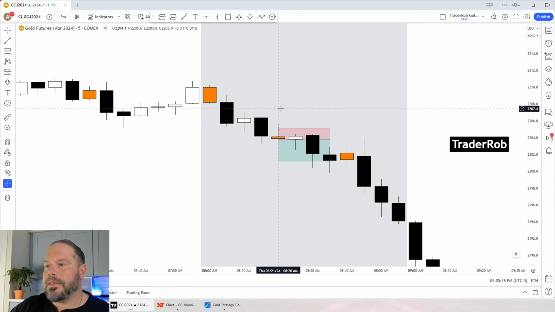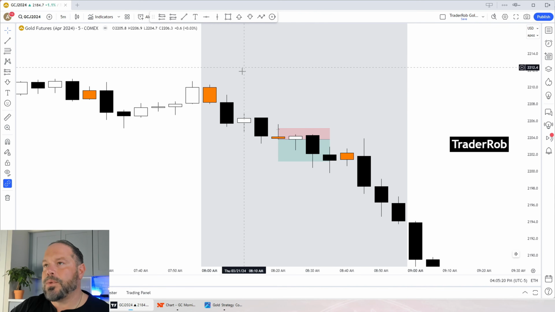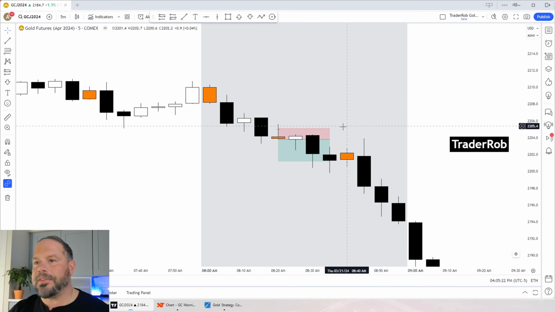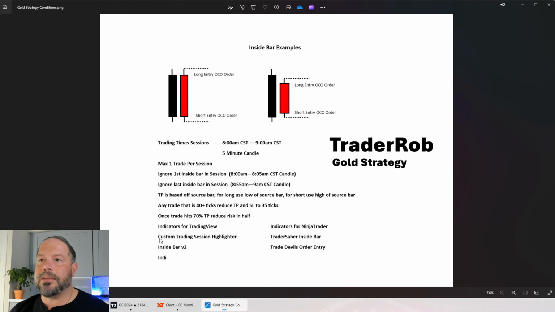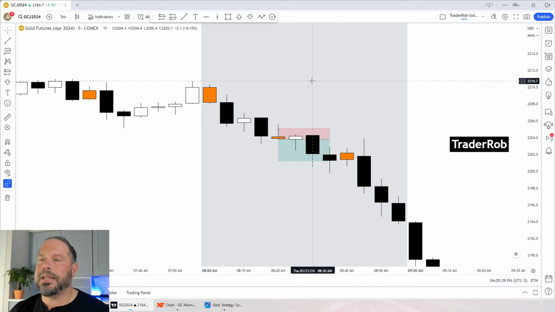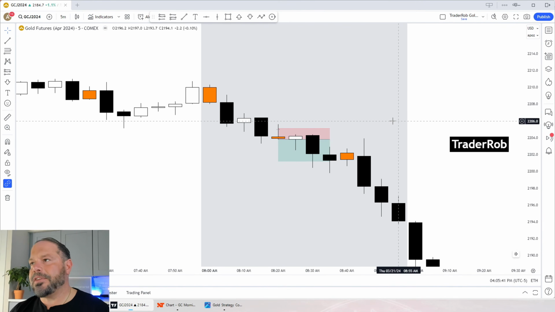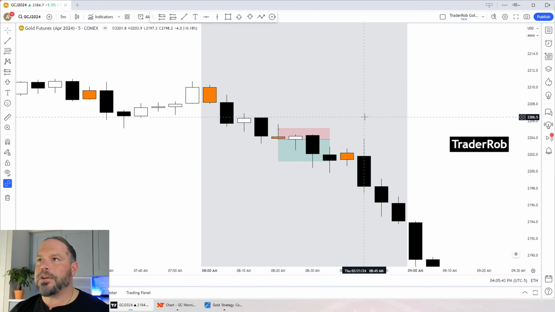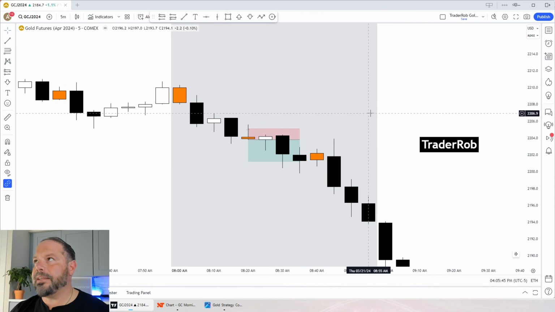The highlighter that I put in the conditions is what gives you this grayed box. There are tons of session highlighters in TradingView, but the one that I use is called Custom Trading Session Highlighter. And the inside bar that paints on that orange color is Inside Bar V2. Okay, so just do a search in TradingView. You'll get those 2 indicators. They're free. You put them on your chart, connect it to your brokerage account, and you're able to start trading it through TradingView very easily.